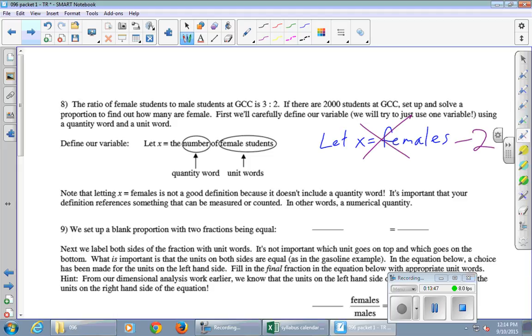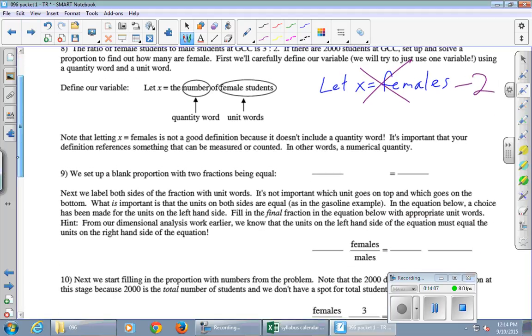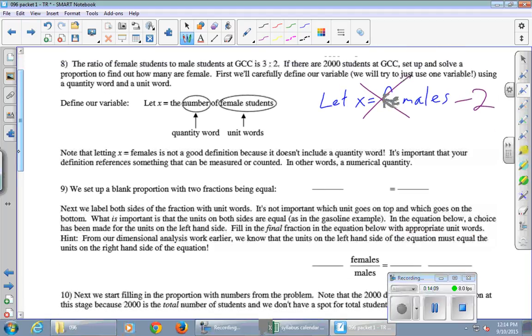It's how many, right? So just make sure that you are clear. It's not just some generic x equals females. It's a number of females. If this problem had to do with height, you'd say height in feet or height in inches or height in miles, but it's got to have a unit attached to it, and it's got to have a quantity word. Okay, so we are going to walk through this process here for setting up this problem. So first, blank fraction equals blank fraction.